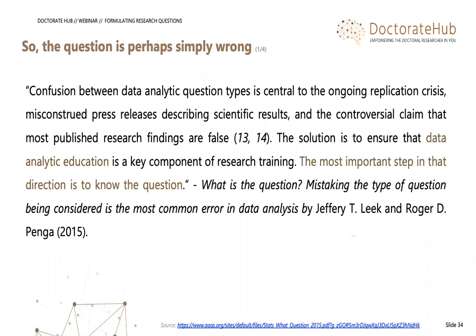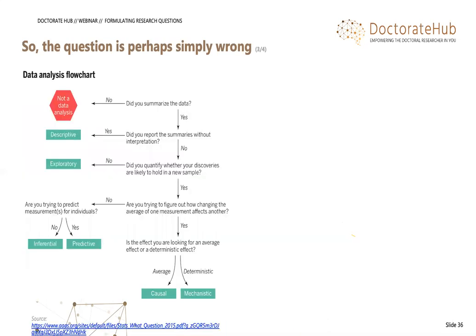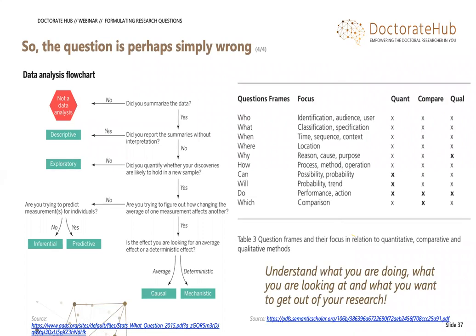The most important step in this direction is to know the question. What is the question? Mistaking the type of question being considered is the most common error in data analysis. And this holds valid from a very theoretical side. If you work through causal, inferential, predictive, exploratory, and descriptive questions from the theoretical side, you will clearly see which type of question can be wrong. And you can look exactly into the type of research that you are carrying out, and based upon that, derive the question from there.